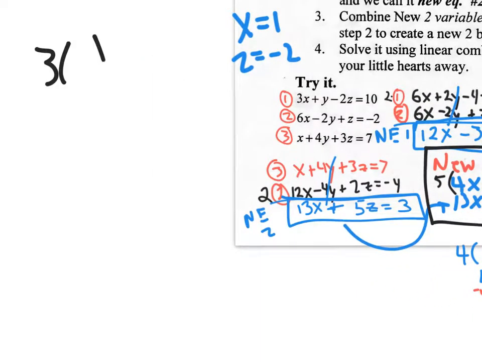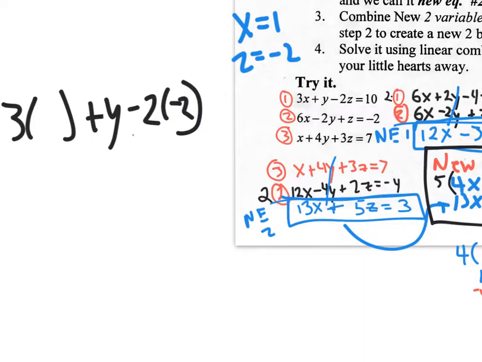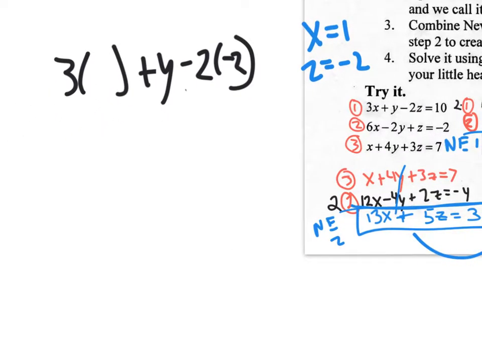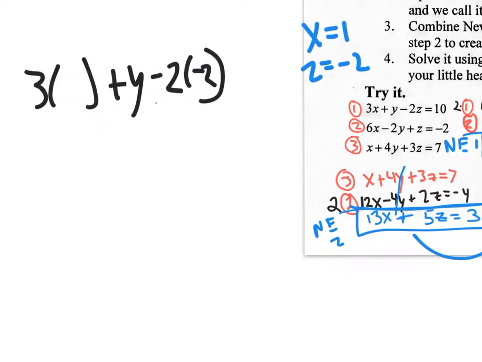3 times x plus y. Oh wait, we don't know y. Plus y minus 2z, that's minus 2 times negative 2. And I ran out of space, that's horrible. Let me erase this. No, I can't erase anymore. Fantastic. Let's see if I could move it. Could I move it? Yes, I can. Awesome. Okay, so equals 10.